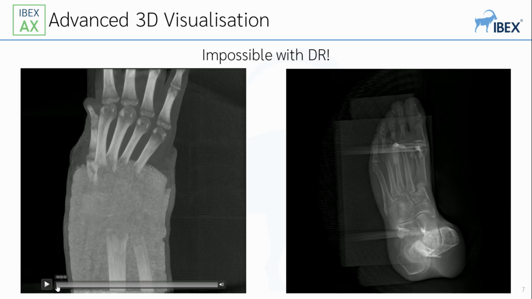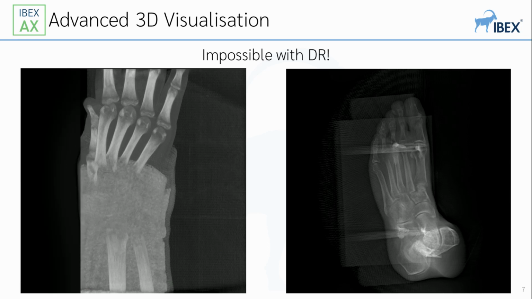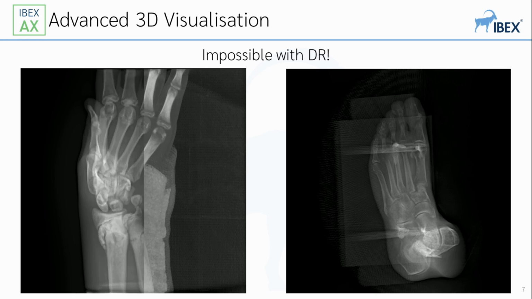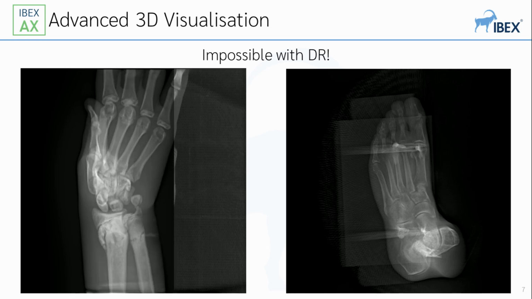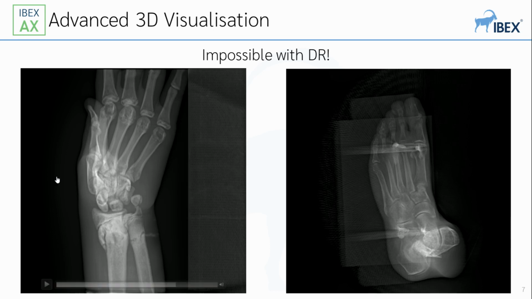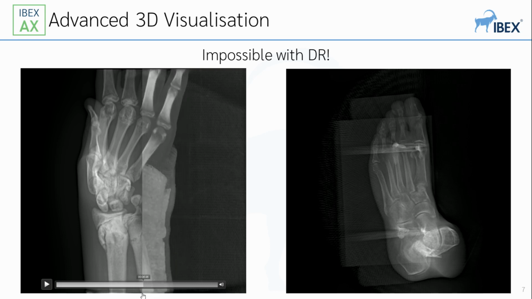With AX, however, we can remove the cast from the image entirely so that we can perfectly see everything that's going on underneath. Unfortunately, this particular patient has suffered quite bad fractures to both their radius and ulna, which we could not previously see. But as you can now see, we can perfectly image the wrist in the cast without compromising the quality of the image in any way, despite the presence of the cast.